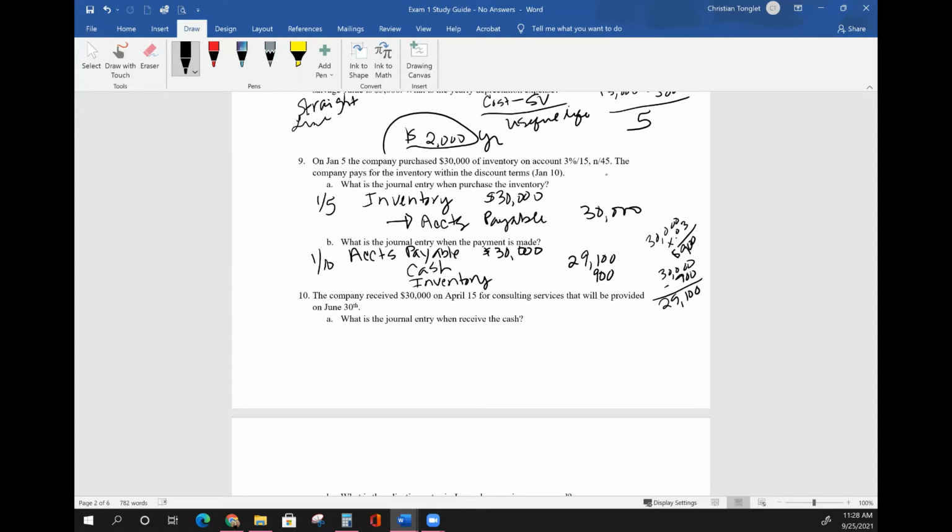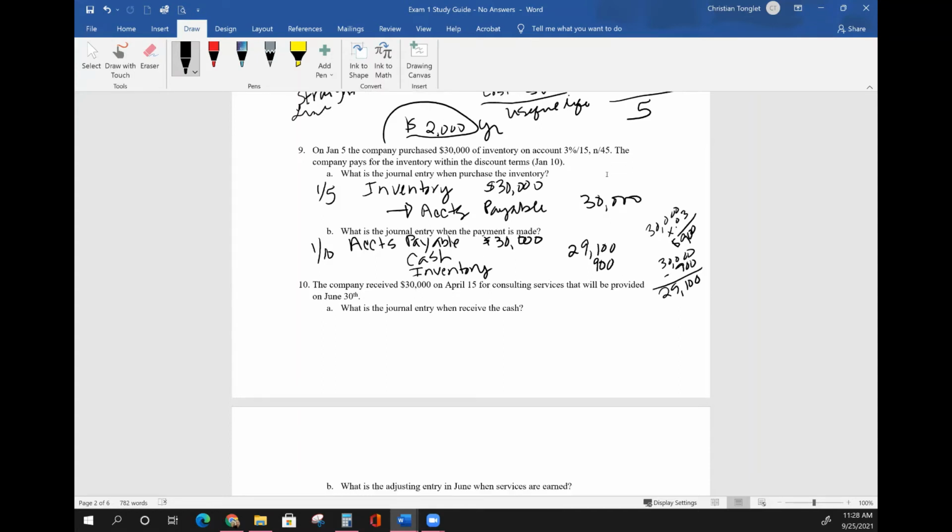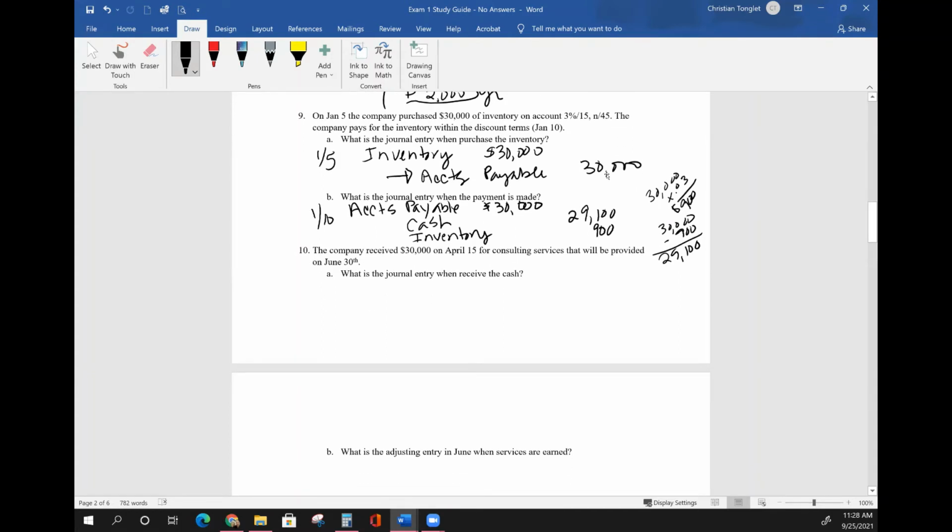All right, number 10. The company received $30,000 on April 15th for consulting services that will be provided on June 30th. What is the journal entry when we receive the cash? So we're being paid for something that we haven't done yet. That's the unearned revenue. Remember, when we have unearned revenue, that means that we are liable to have to provide a service in the future or provide products in the future. We haven't done it yet. We're receiving the money in advance.